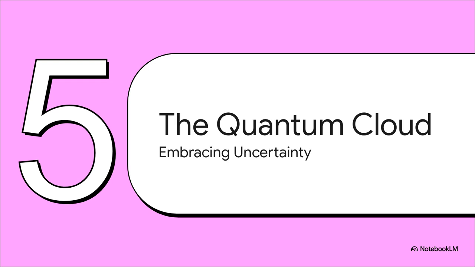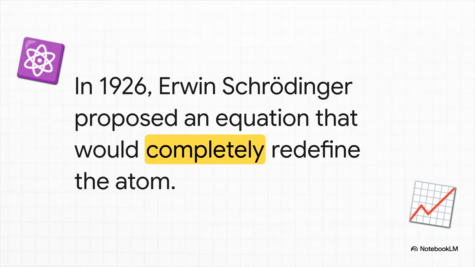And that brings us to the final chapter, section 5, the modern quantum cloud. This is where things get really, really weird, because it required everyone to completely rethink what an electron even is. Yep, the biggest change of all was still on the horizon. In 1926, an Austrian physicist named Erwin Schrödinger developed a mathematical equation that would completely redefine the atom and become the very foundation of modern quantum mechanics.